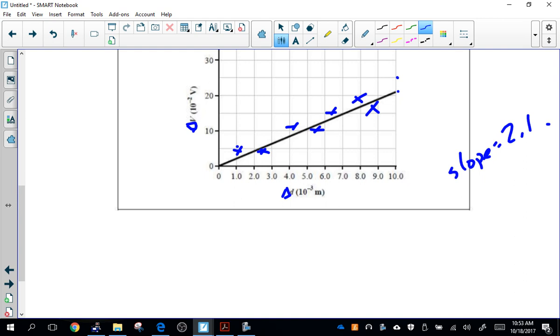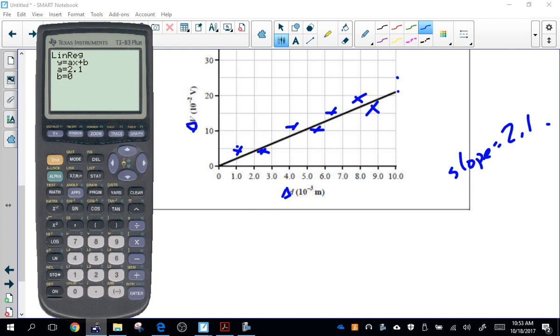Oh, you know what I missed? I can't believe I did that. 10 to the minus 3 and the 10 to the minus 2, right? So what should I have done? Let's go stat edit. Let's change this. 0, 0 is fine. We got 10 times 10 to the minus 3, and then we've got 21 times 10 to the minus 2. Should have circled those in red so I wouldn't have had that issue, right?